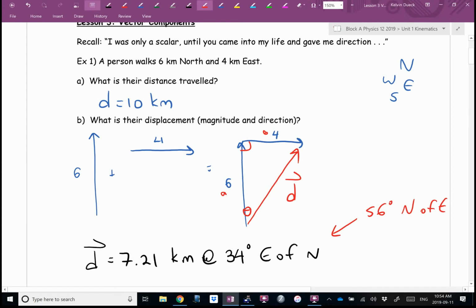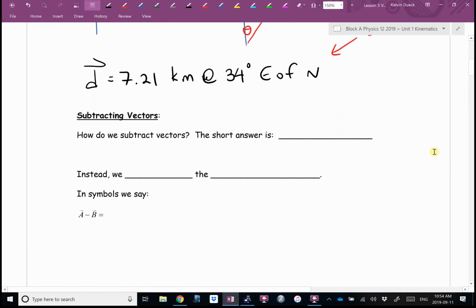Is that okay? Yes? Alrighty. How do we add two vectors together? Draw them tip to tail. How do we subtract vectors?